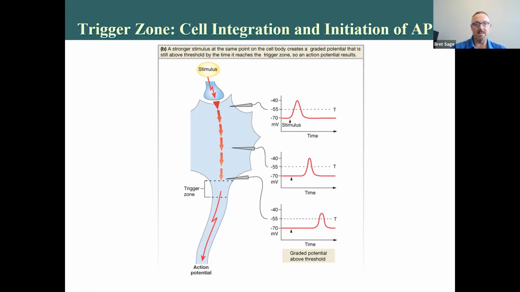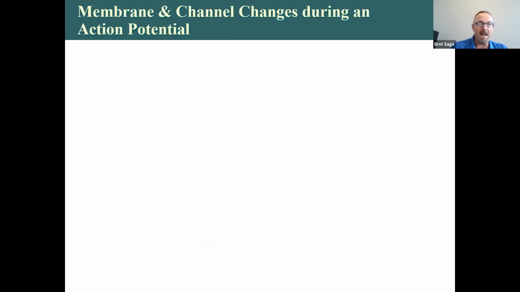So in this case, the graded potential was suprathreshold when it reached the trigger zone, so therefore an action potential was generated. Okay, what happens to the membrane during action potential?